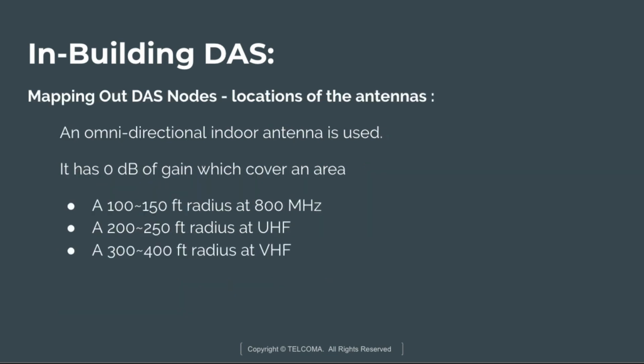Then mapping out DAS nodes, that means the location of the antennas. An omnidirectional indoor antenna is used in the in-building DAS. It has 0 dB of gain. A 100 to 150 feet radius is covered by the omnidirectional indoor antenna at 800 MHz, a 200 to 250 feet radius is covered at ultra high frequency, and a 300 to 400 feet radius is covered at very high frequency.